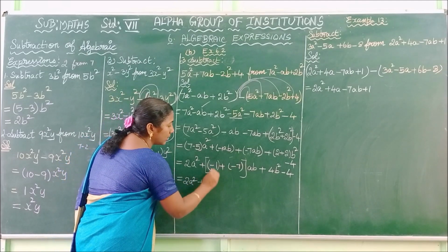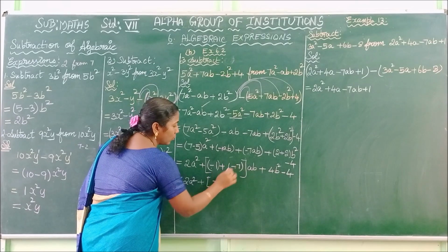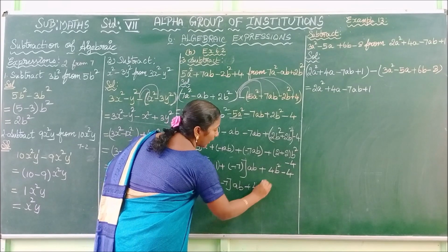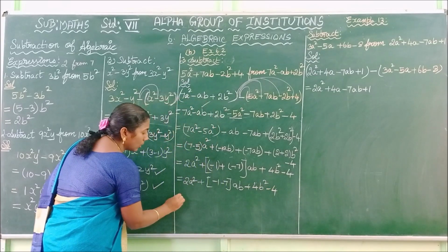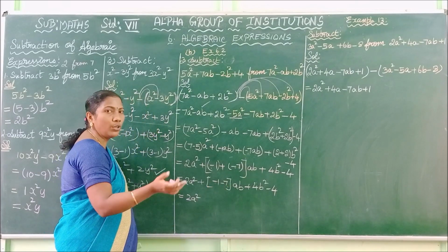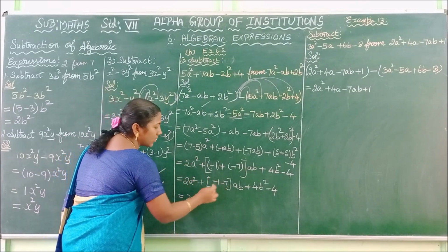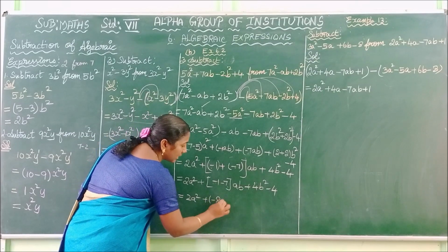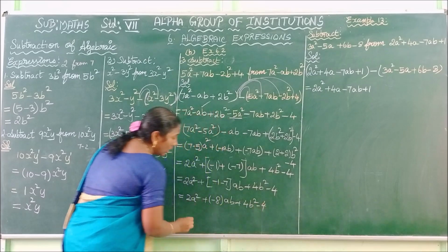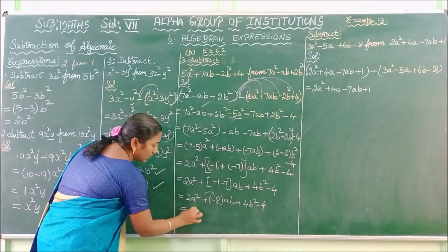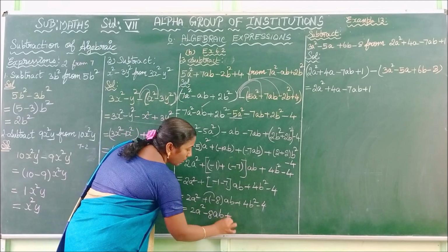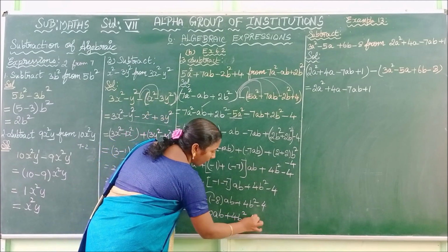How can you evaluate this? Minus 1, remove the bracket, plus into minus 7ab plus 4b square minus 4. Write the remaining terms. So what is your answer? The given integers are in the same symbol. So as per rule 2 you have to add minus 1 minus 7. What is your answer? Minus 8ab plus, write the remaining terms, 4b square minus 4. Now you have to remove the bracket by multiplying the symbol. 2a square minus 8ab plus 4b square minus 4.